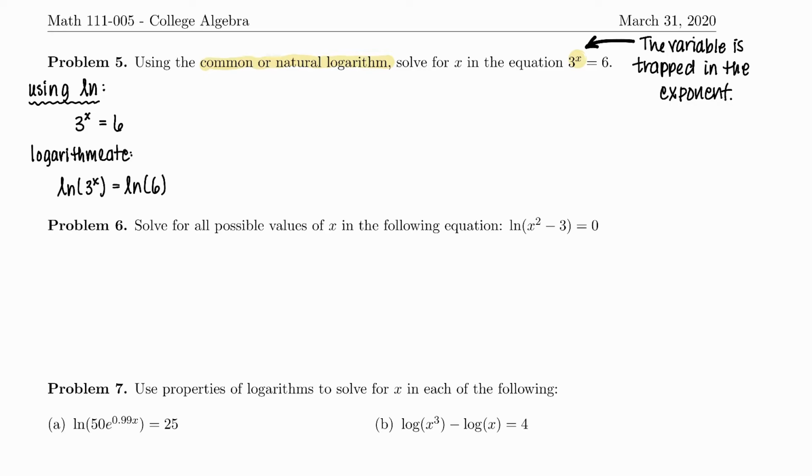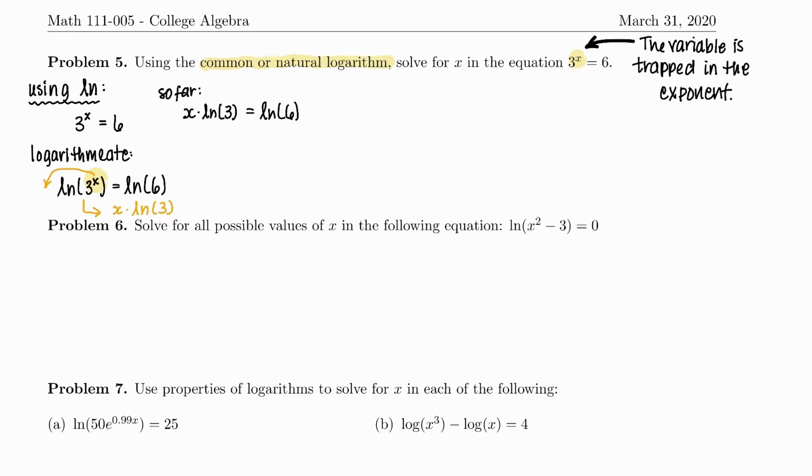Okay, so why did this help us? Remember, our logarithm rules say that if I have a power in my natural log, or in any log, the power hops out front. So ln of 3 to the x becomes x times the natural log of 3. So far, we have x times the natural log of 3 is equal to the natural log of 6.